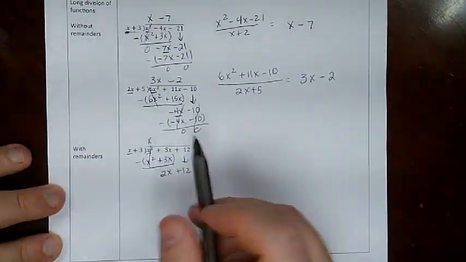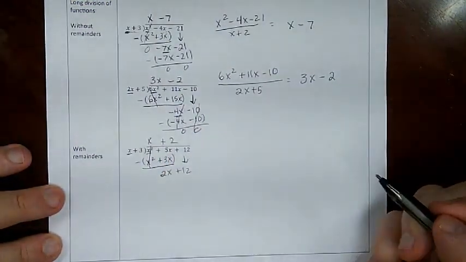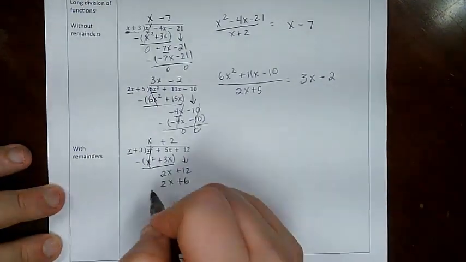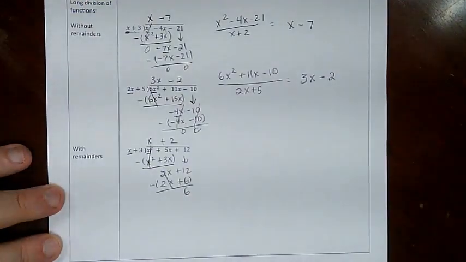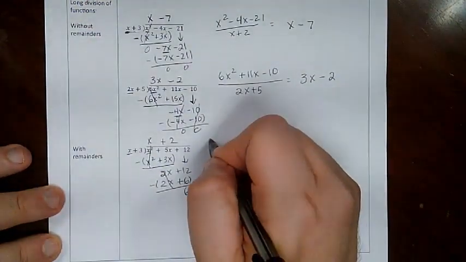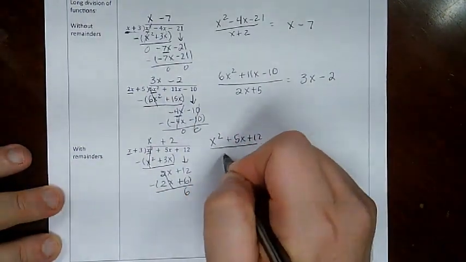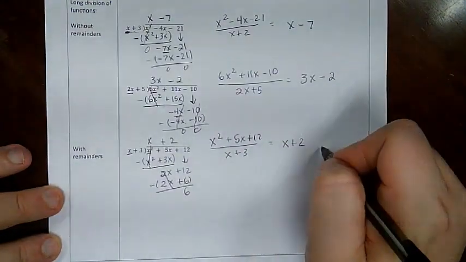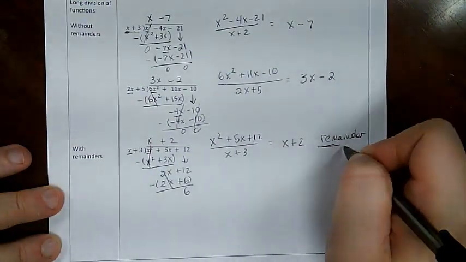And I say, what times x gives me 2x? That's 2. 2 times x is 2x. 2 times 3 is plus 6. When I do the subtraction, I get a remainder of 6. So if I asked you x squared plus 5x plus 12 divided by x plus 3, you would tell me it's x plus 2, but there's a remainder of 6.